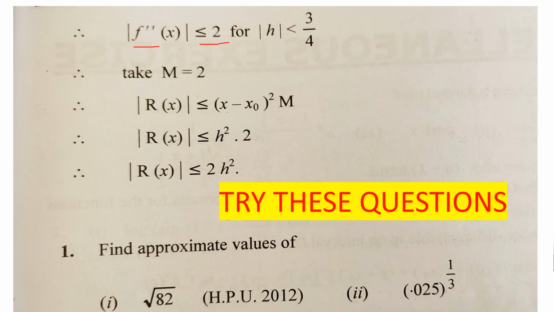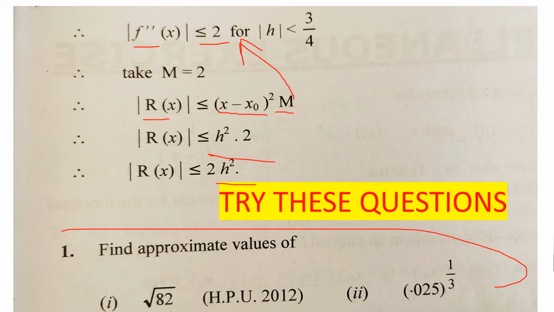So we have the error term R x is less than or equal to x minus x naught squared into f double dash x. So here the value of f double dash x, 2, has been put, and this is the error term. So you can do these approximate value questions.